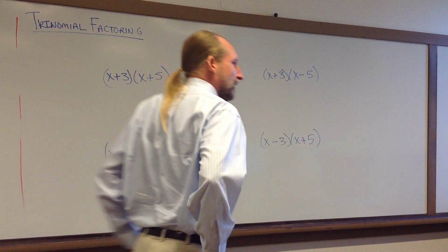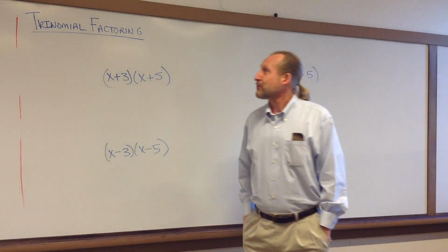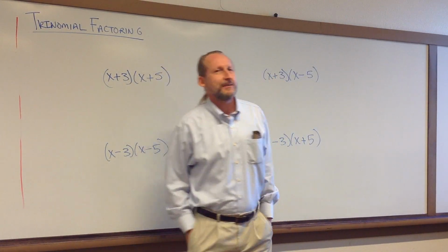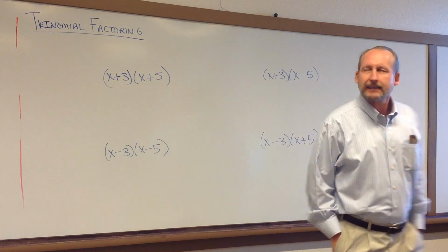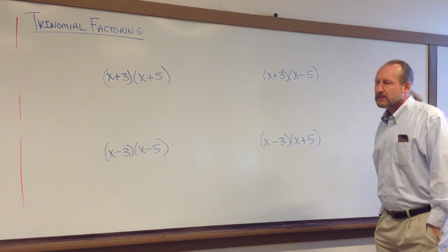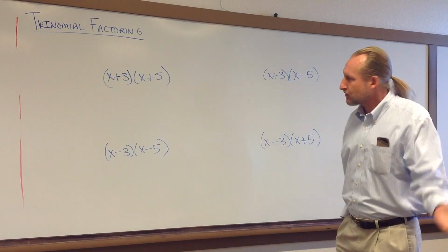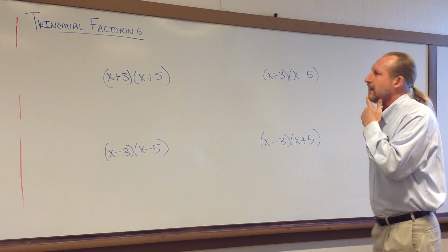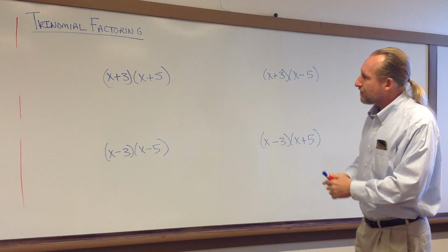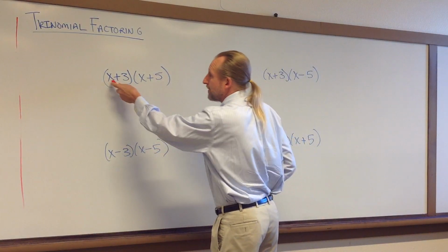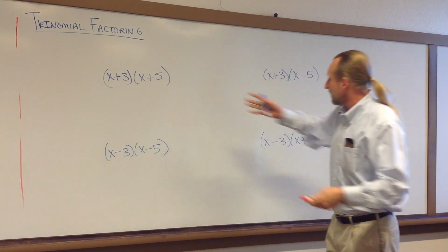This is the video for trinomial factoring for Math 95. And so, in the same way that the greatest common factor undoes distributing, right? We talked about that in the last video. Trinomial factoring undoes distributing when you have two binomials, just like I've set up here.